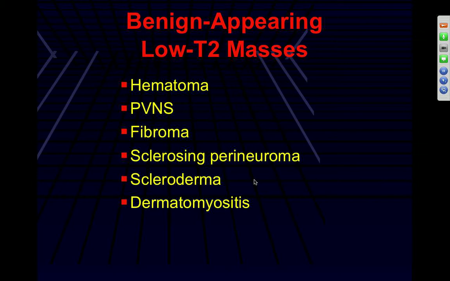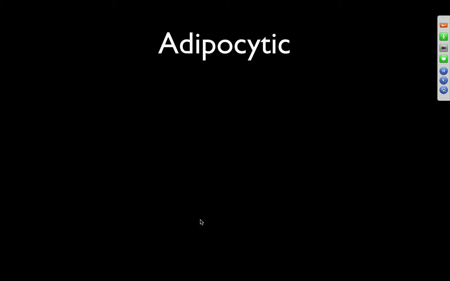So most lesions which are low on signal on T2 weighted images are going to be more in the benign or very low aggressive categories. But what you need to think of in the differential are hematoma, PVNS, as was mentioned, fibromas, sclerosing perineuromas, scleroderma, and dermatomyositis, the typical ones. You can also put foreign body into that, but they're usually pretty characteristic, and we'll see a bunch of those as we go forward too.